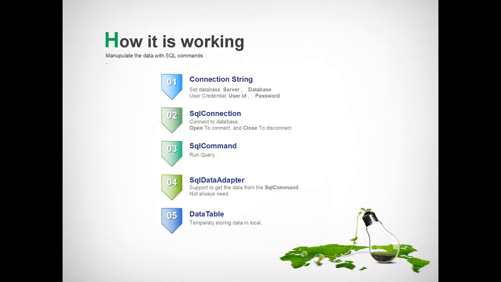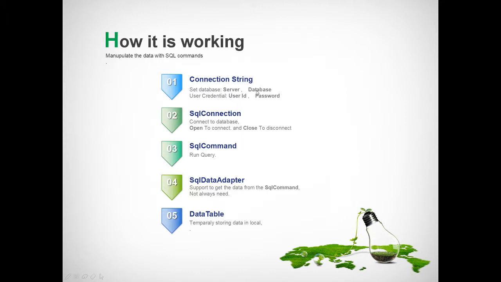You have to follow a few steps to use ADO.NET. One is that you're supposed to have the connection string. The connection string is the way to connect to the database. A connection string has four parts: the server, the database, the user ID and the password. Those are the four areas.